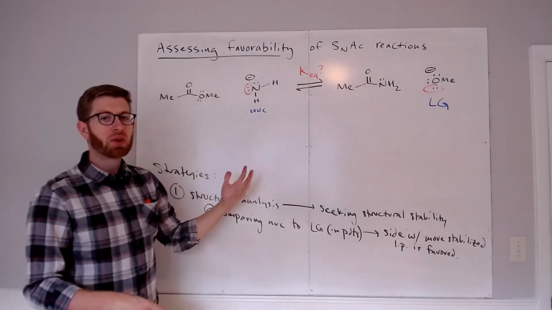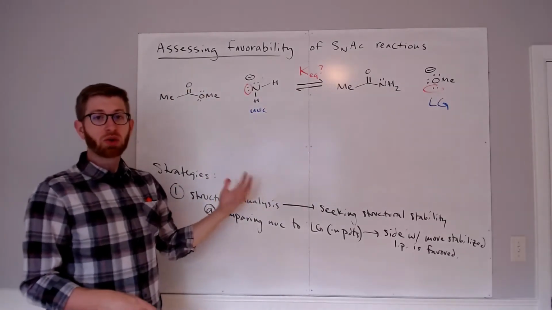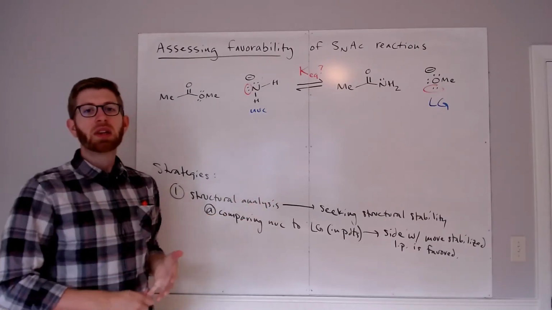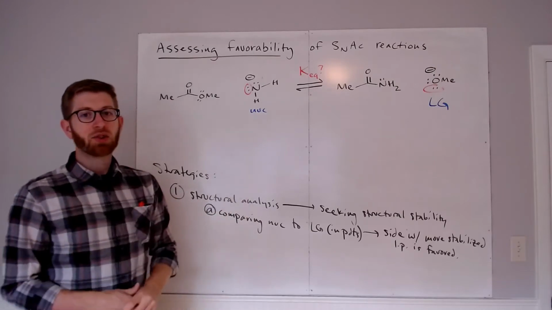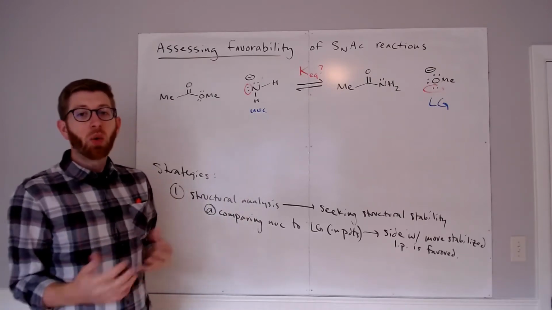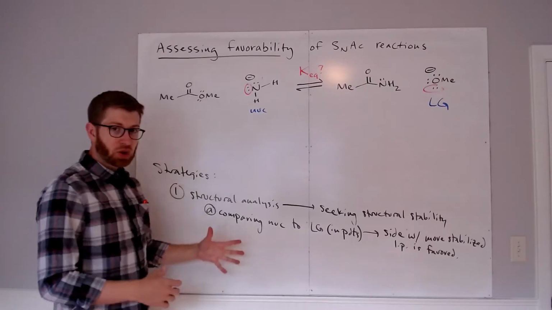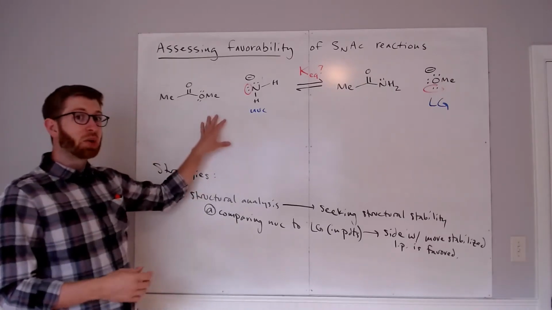What's left for us to do then is implement our set of structural tools, things like electronegativity and atomic radius and resonance and induction, to make these kinds of decisions. So the tools are exactly the same. The only thing that's changed is a small tweak to our framework. Now we're analyzing a totally different kind of reaction.